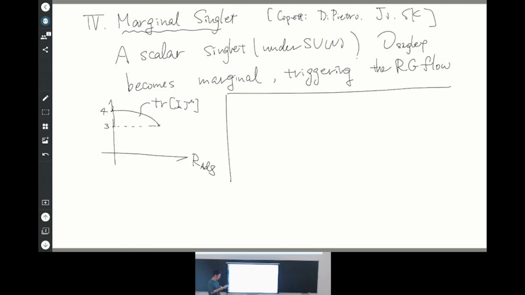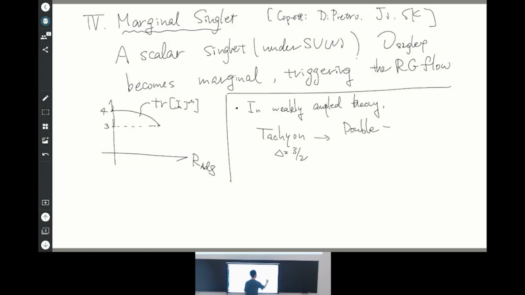There are several comments that I wanted to make. But before talking about the fixed point merger, let's address the comment by Liam yesterday. In a weakly coupled theory, if there is a tachyon, which is delta equal 3/2, then that means a double trace operator or a two particle state has dimension delta equals 3. So in some sense you can think of this as a non-perturbative version of the tachyonic instability. This includes the tachyonic instability when the theory is weakly coupled.